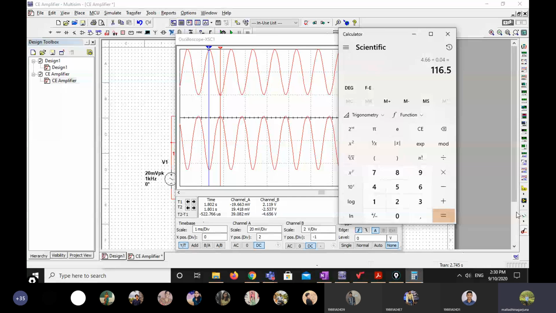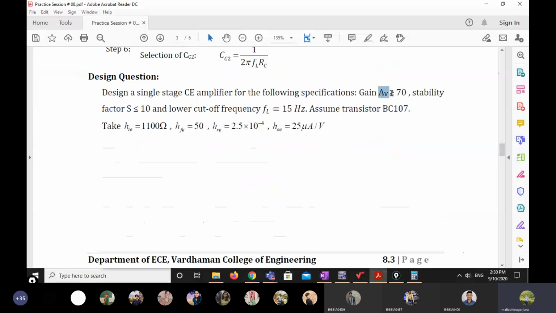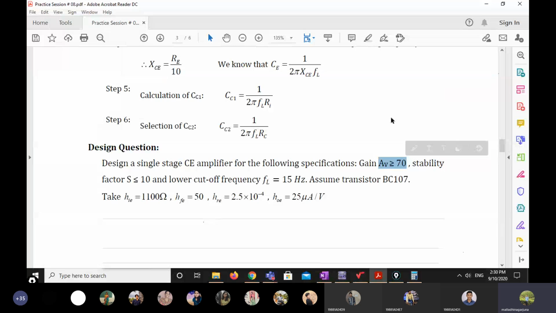But the gain I designed for was 70, greater than or equal to 70. So 116 is obviously greater than 70. And why am I getting so much more than what I designed? I took only 70 in my design.